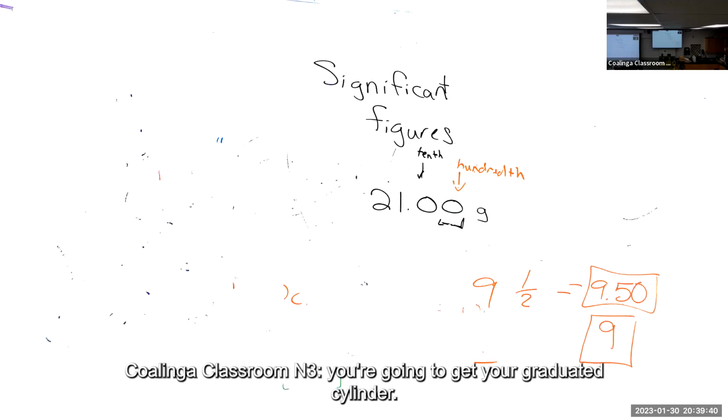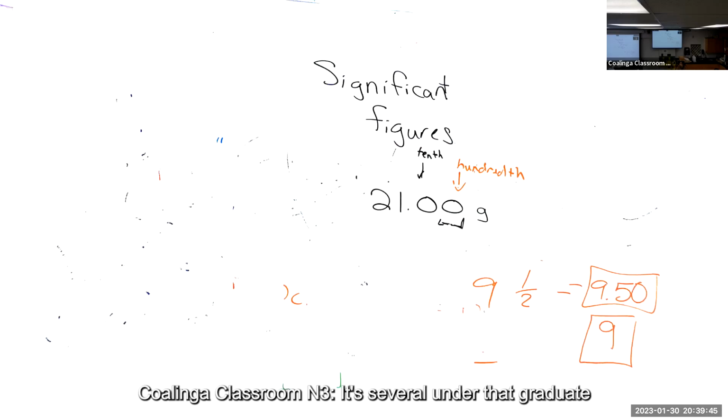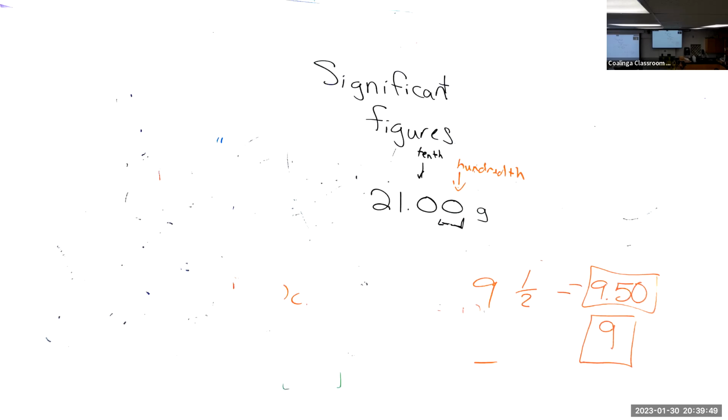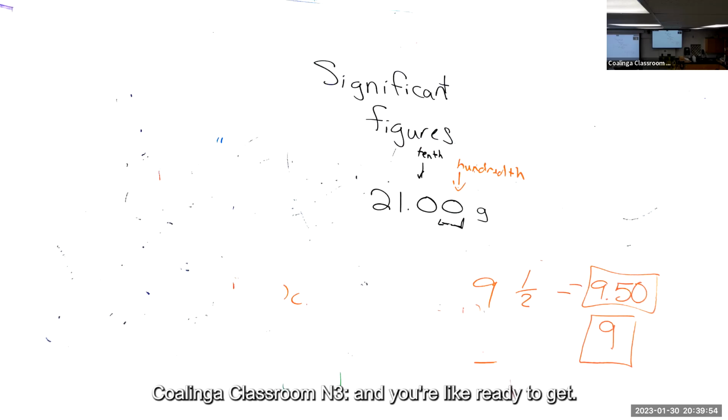Okay, when you guys come back, you're gonna need to get your graduated cylinder. You're also gonna need to get 50 ml beakers, and you're going to need to get a 100 ml beaker.